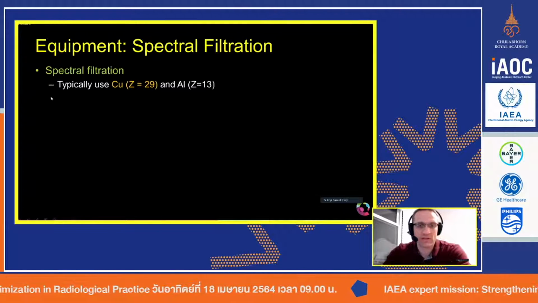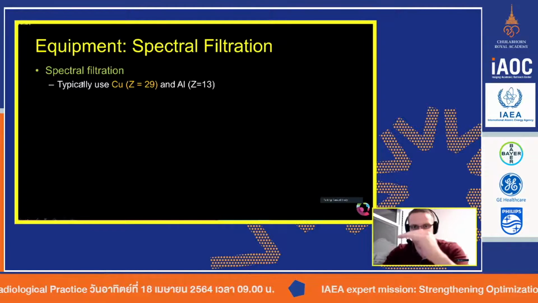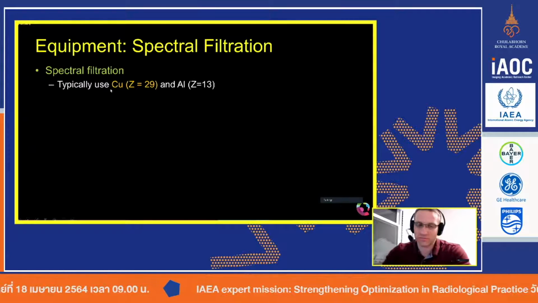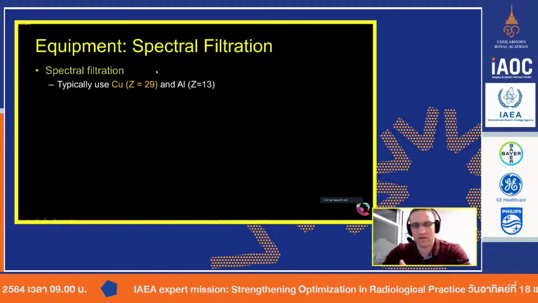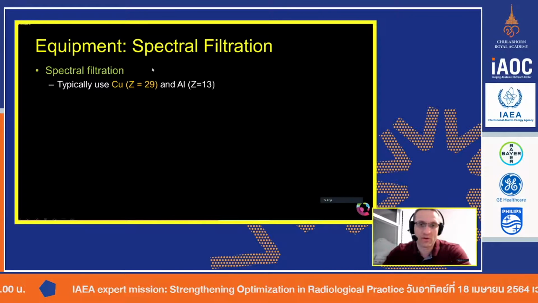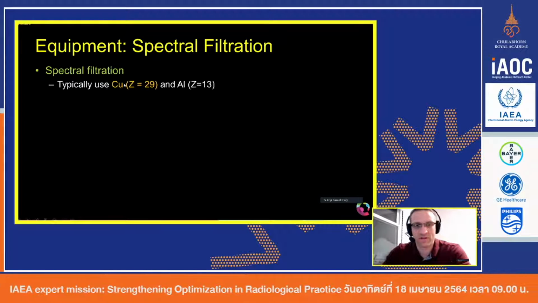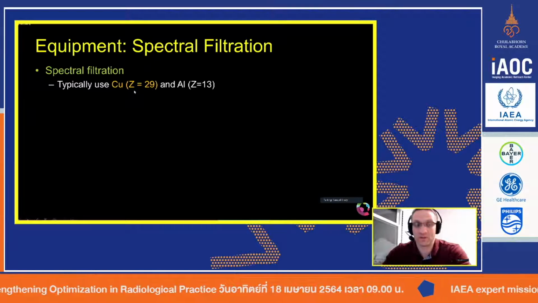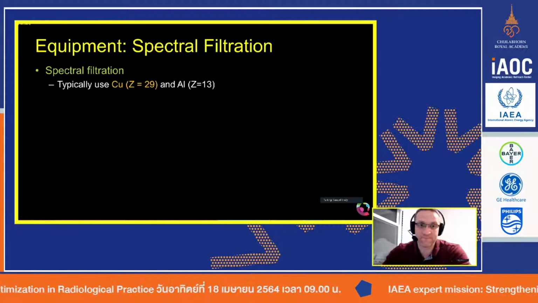All right, so the other thing was the filtration. So let's take a step down, we had filtration. Most systems use copper. That's just standard. Others may use aluminum or some combination of the two. Oftentimes they use copper because it's just a higher atomic number. Therefore, it's really good at absorbing low energy photons.